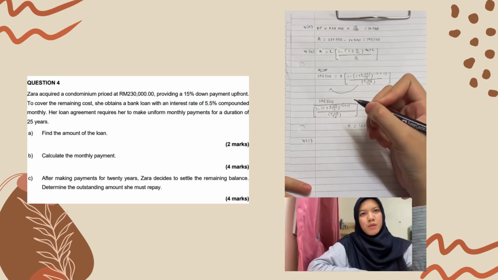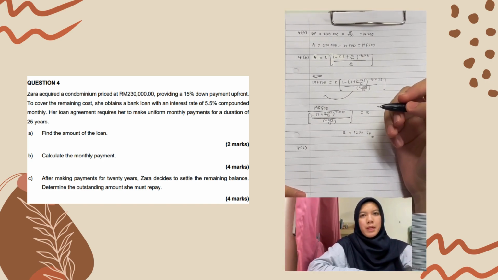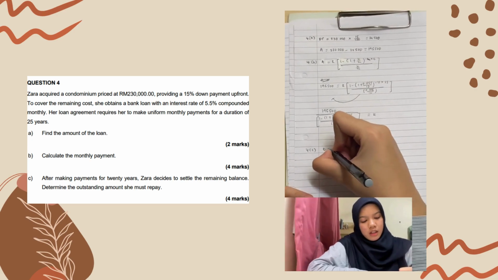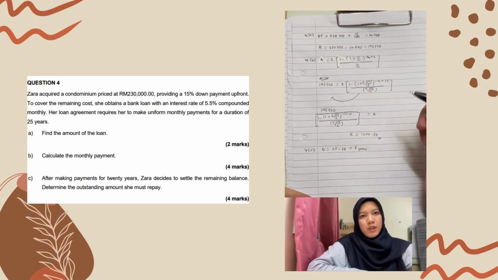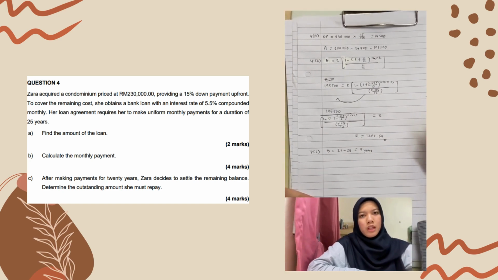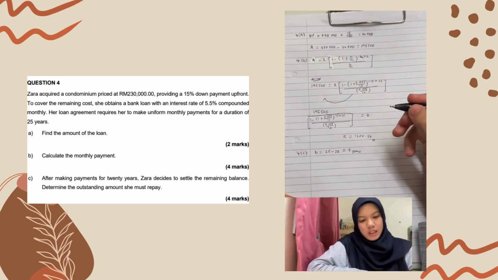For question 4C, we need to find the outstanding amount Zara must repay after making payments for 20 years. So the T is 25 minus 20 equals to 5 years. We subtract 20 because Zara has made payments for 20 years and we only need to calculate the remaining years. Then we use the same formula as question 4B.